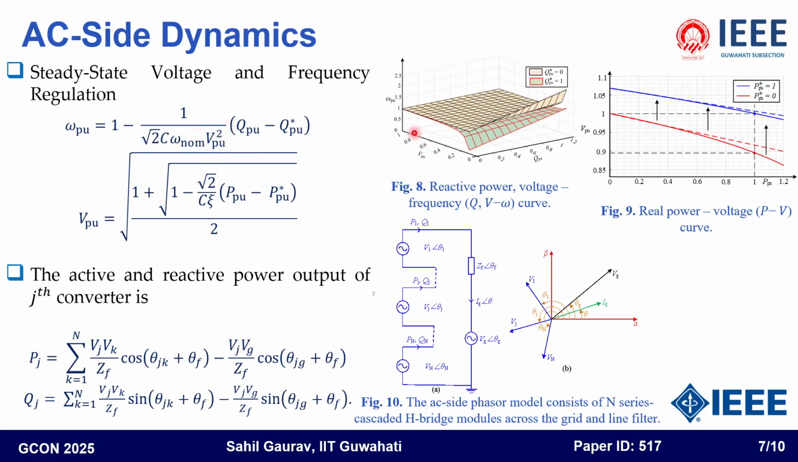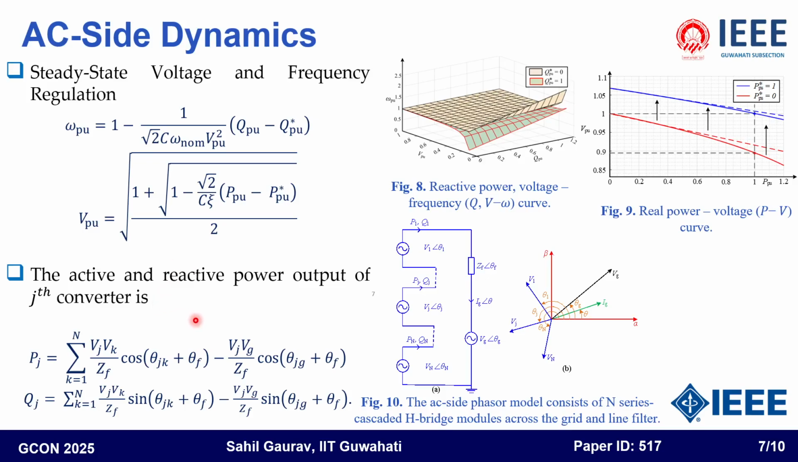So we have a 3D plot for the reactive power, voltage, and frequency curve. And now for the voltage and active power relations, here you can see this is a non-linear relation, and that comes certainly from the non-linear oscillator dynamics. This is given by figure number 9, where we have shown the real power-voltage PV curve, and that denotes the nonlinearity comes due to the nonlinear oscillator dynamics.